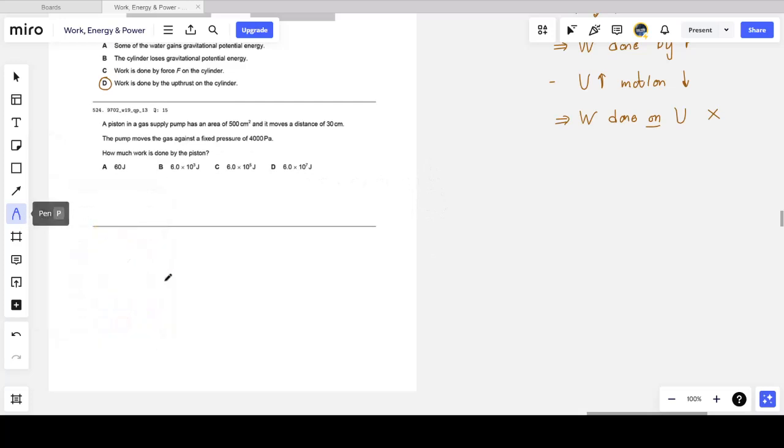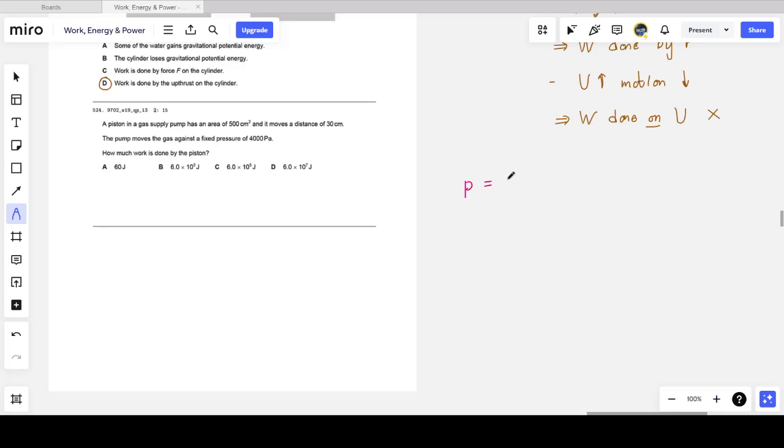Next is question 524. It's from the winter 2019 exam, question paper 1, variant 3, and it's question 15 from that paper. We're told that a piston in a gas supply pump has an area of 500 square centimeters and moves a distance of 30 centimeters. The pump moves the gas against a fixed pressure of 4,000 pascals, and we want to know the work being done by the piston. So again, we've done similar questions like this.